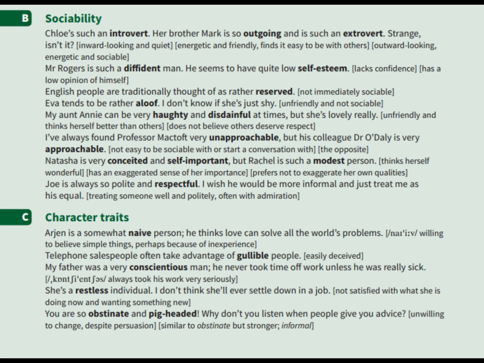A restless person is not satisfied with what they are currently doing and continually wants something new. For example, she is a restless individual. I do not think she will ever settle down in a job. An obstinate person refuses to change their opinion or behavior, even when other people try to persuade them. The informal adjective pig-headed has a similar but stronger meaning. For example, you are so obstinate and pig-headed. Why do you not listen when people give you advice?